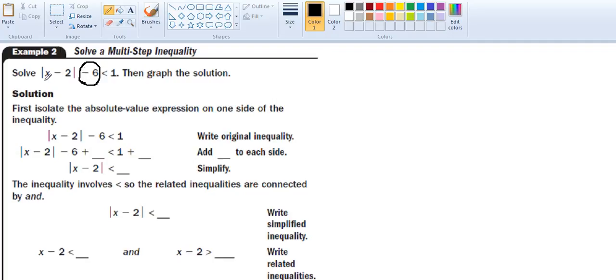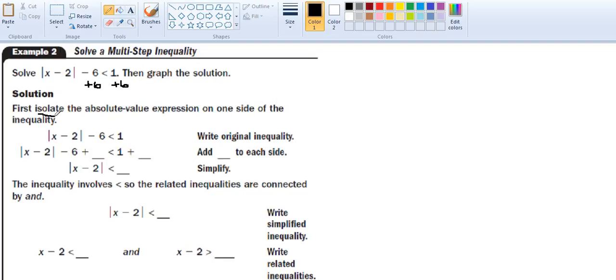So again, we're going to treat this thing right here by itself. We really want to isolate that x minus 2 in the absolute value sign. So think about how you would do that. You want to add 6 here and add 6 here. Now, if you feel pretty comfortable with this one, you can go on, but I will solve this, okay?